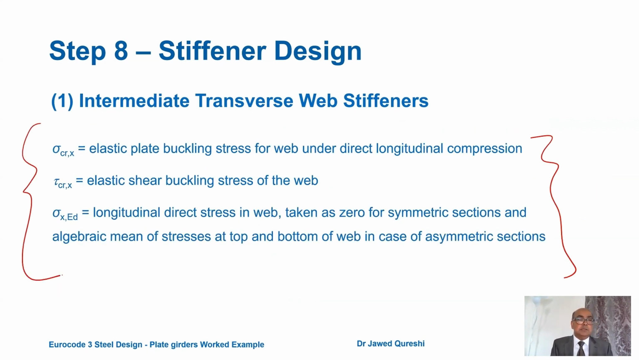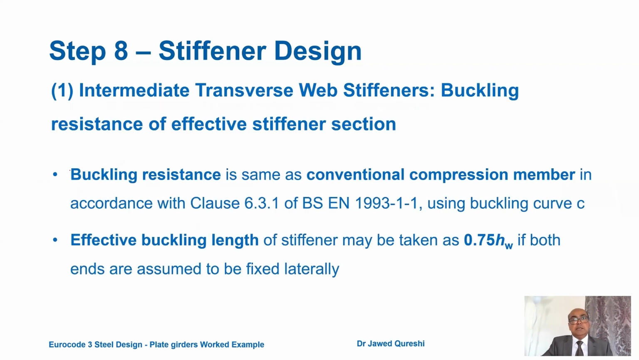Here, the key thing to note is sigma XED is the longitudinal direct stress in web. So for symmetric sections, we normally take this as 0. Sigma CRX is elastic critical buckling stress, and elastic shear buckling stress is tau CRX. The buckling resistance of these stiffeners is designed in the same way as conventional compression members or columns, and the buckling length is taken as 0.75 HW, as the stiffeners are fixed between flanges. So that's why it is very close to 0.7 L, which is for fixed supports at both ends.